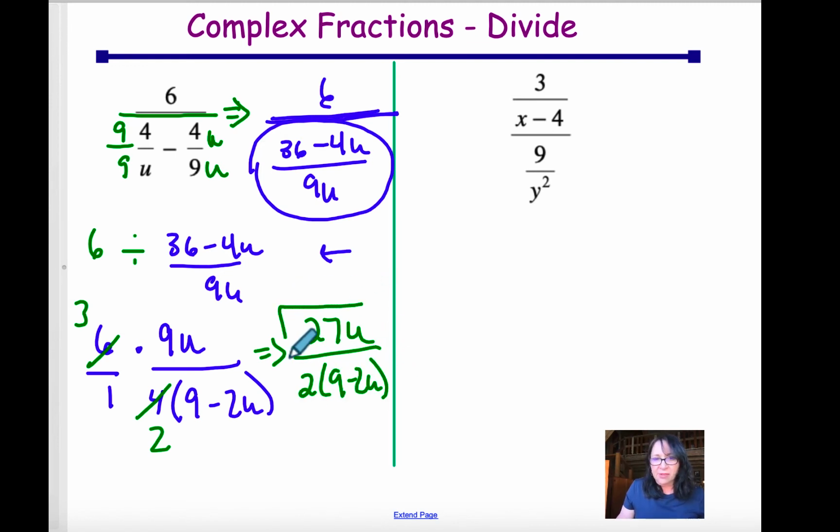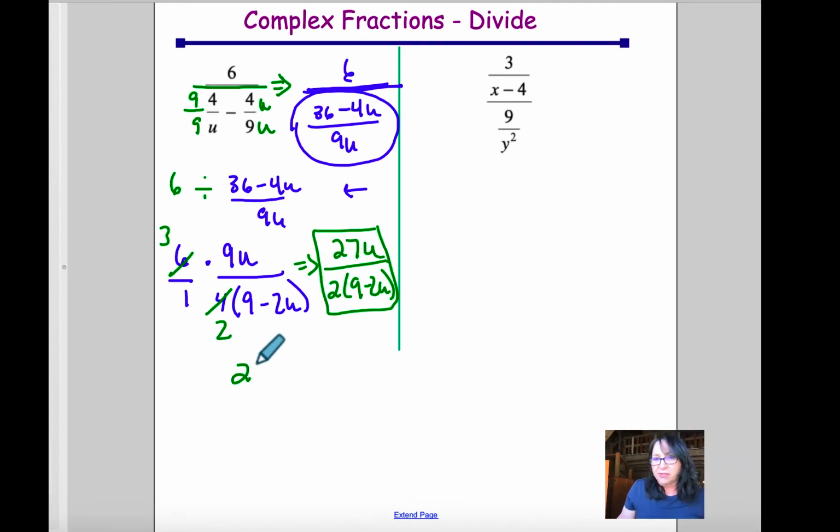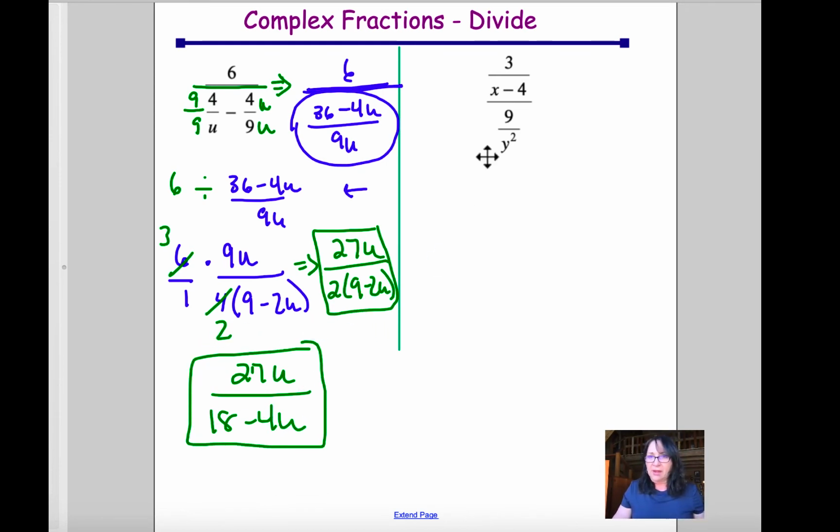And yes, you can leave it like this. You also could simplify this slightly to 27u over 18 minus 4u. That would be fine. Do not cancel the u's. Do not cancel any numbers. You're not multiplying. Do not cancel.